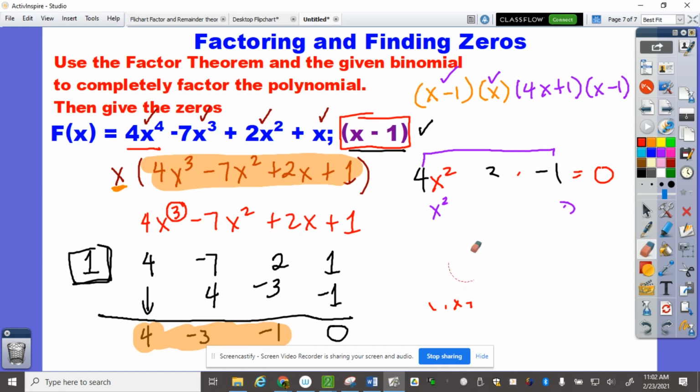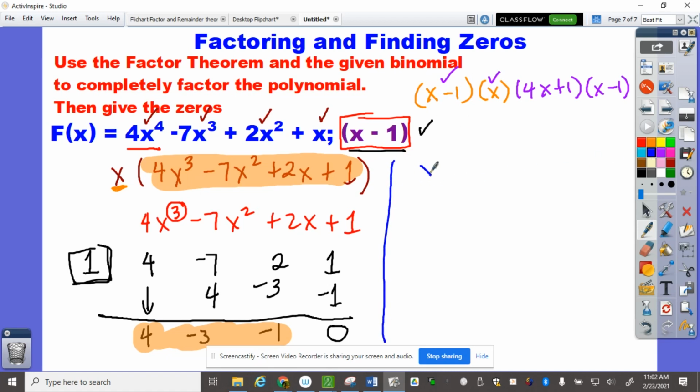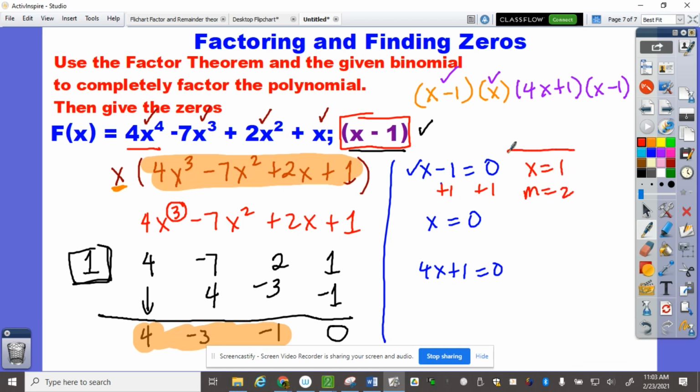Now, we're being asked here to find the zeros. How do we find the zeros here? Based on our factors, we have x minus 1 equal to 0. We have x is equal to 0. We have 4x plus 1 equal to 0. And it so happens that x minus 1 is equal to 0 is the same thing as that one, so I don't really have to write this out. Solving it out, plus 1 here, plus 1 there. That gives me x equal to 1 with a multiplicity of 2, because there are 2 of that.